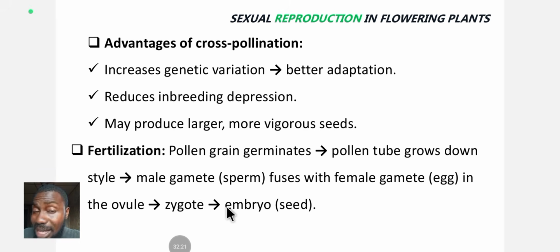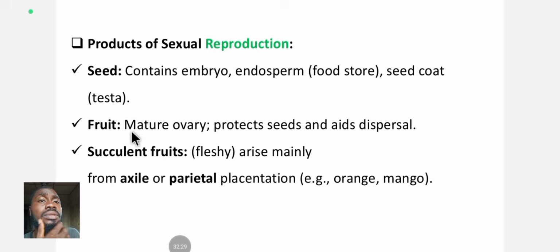It's known as the seed. Okay, the embryo is known as seed. That's the process of fertilization. So you can see that it is pollination that induces fertilization in plants. What are the products of sexual reproduction? The product of sexual reproduction in plants includes seed. A seed is formed. A seed contains embryo. Okay, it also contains endosperm that stores food in the seed.